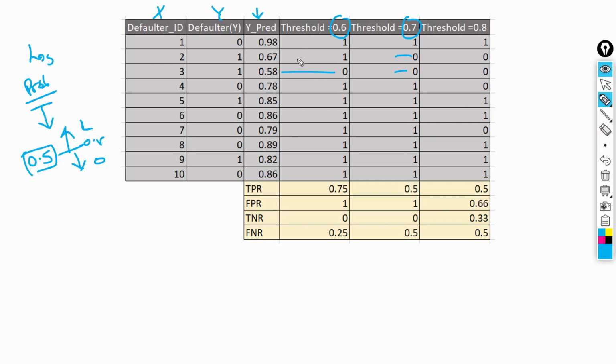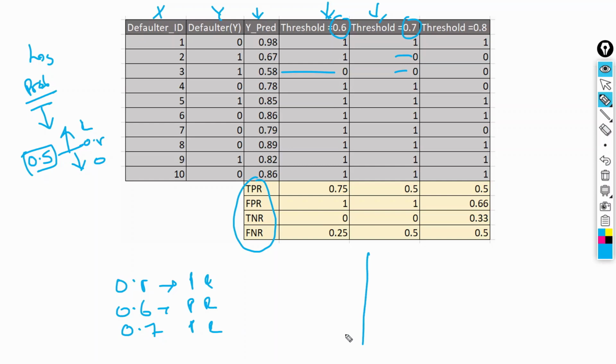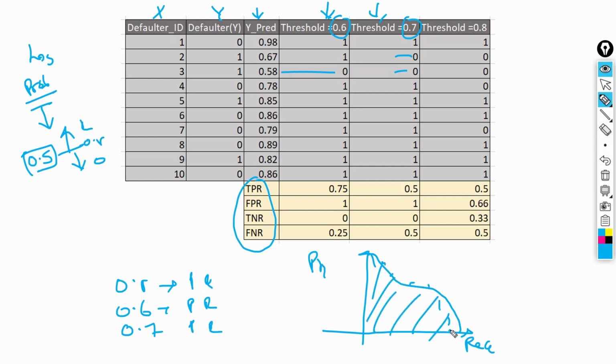This way we can calculate the different performance metrics using these threshold values. At 0.5 I get a certain precision and recall, at 0.6 I will get a different precision and recall, and at 0.7 a different one again. With these thresholds I can draw this graph of recall and precision. Maybe my graph would look like this. This way we can draw the precision and recall curve.